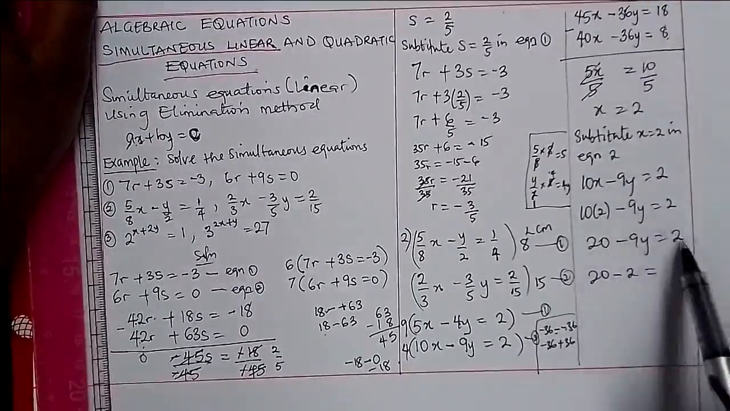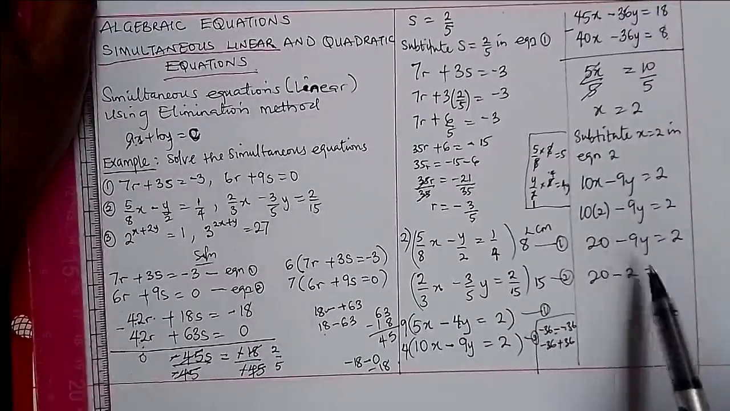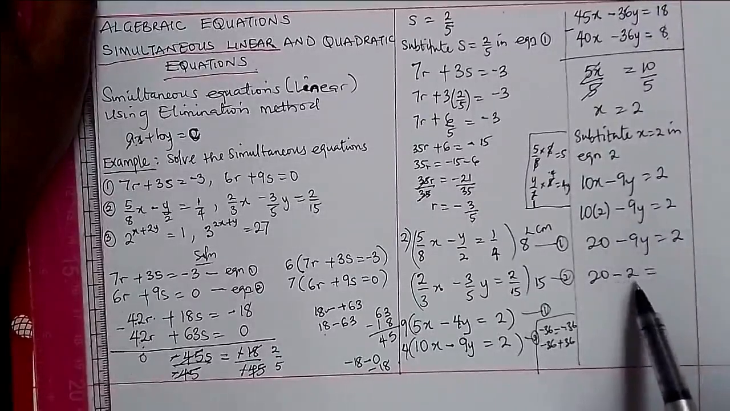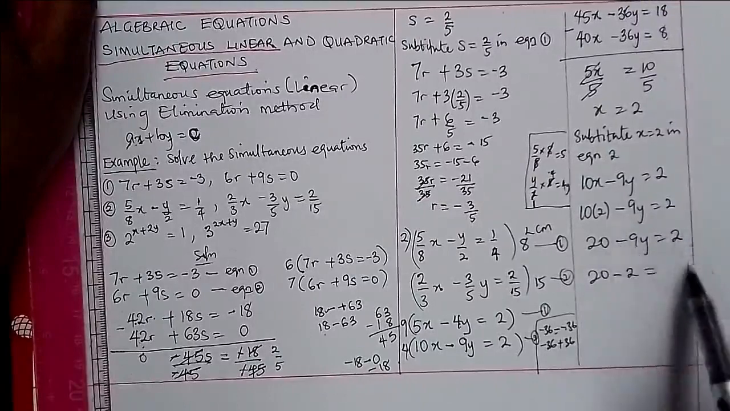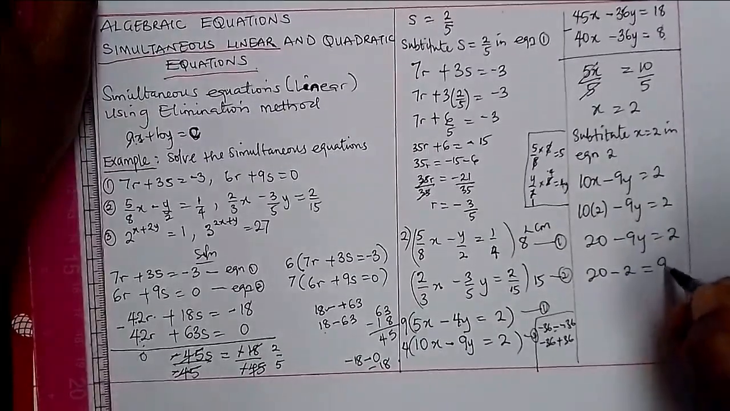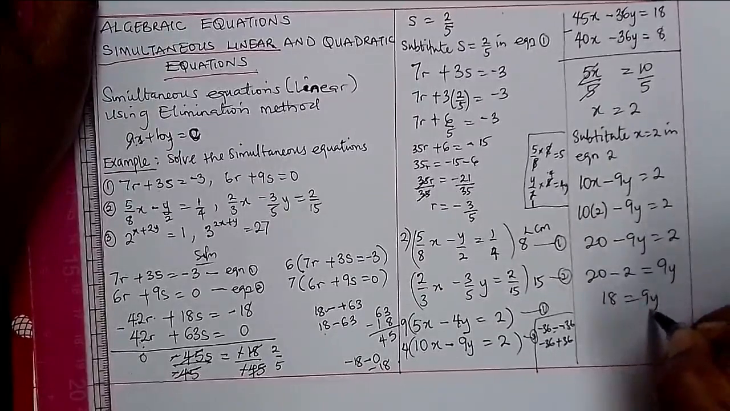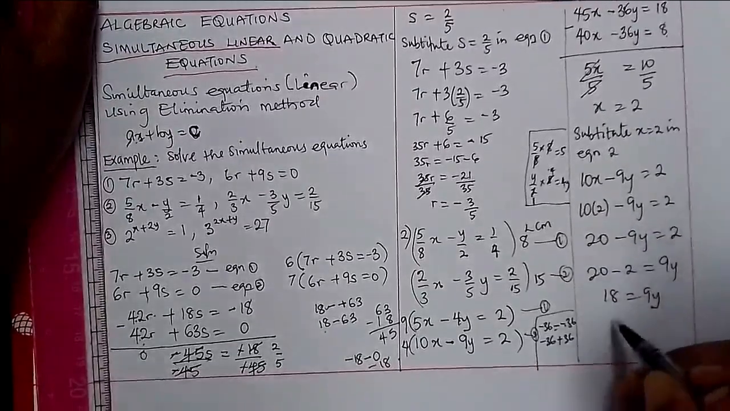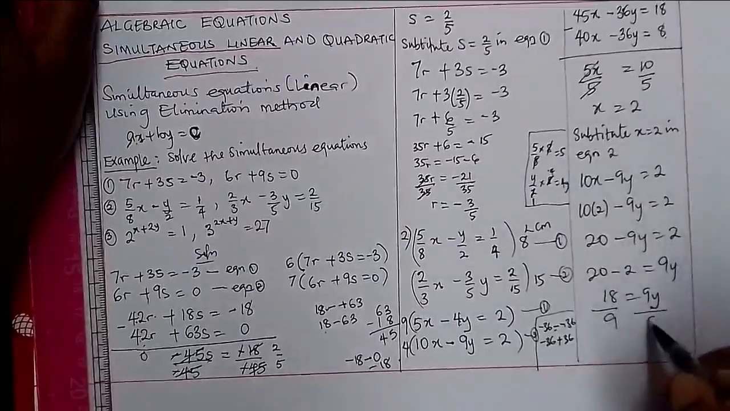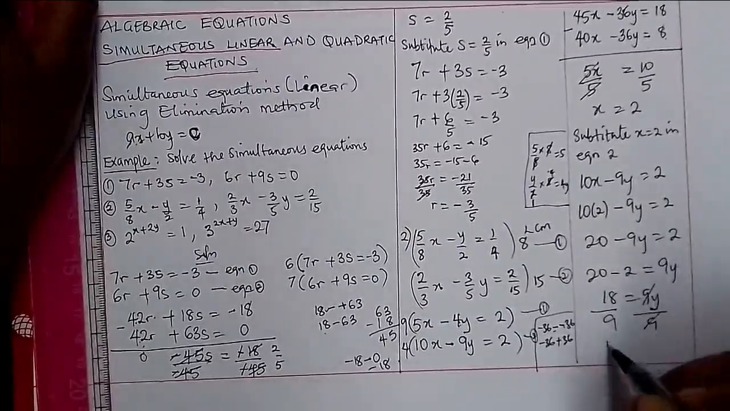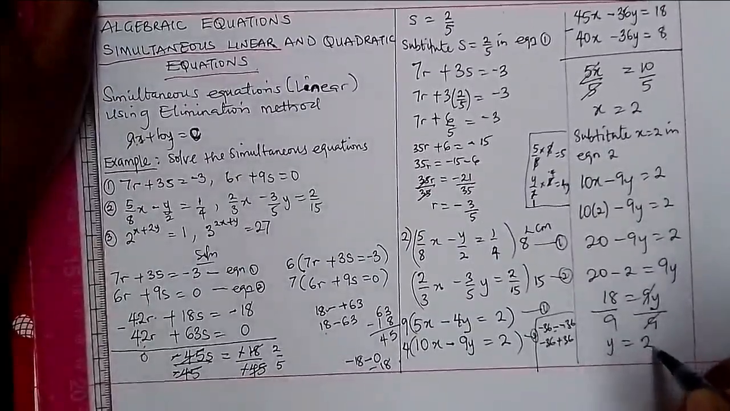20 minus 2. This 2 is positive 2, moving over here becomes minus 2. The minus 9y moving over becomes 9y. So what we have here is 18 is equal to 9y. Divide both sides by 9. Our y is now equal to 2.